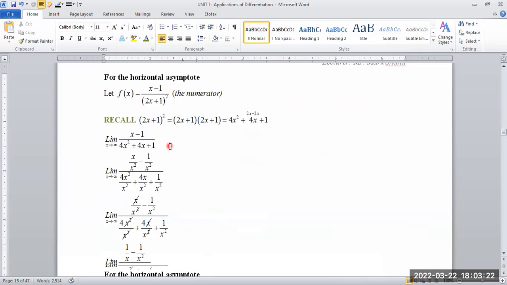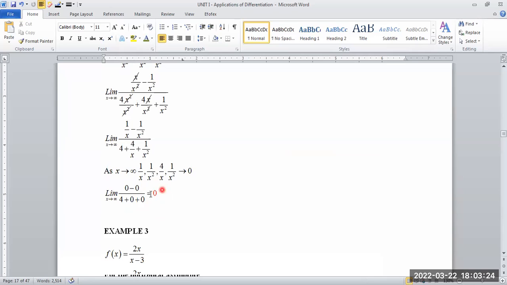So let's go back to this one here now. So we know it has only one horizontal asymptote. So what is a horizontal asymptote? Y equals 0. Anywhere on the y-axis you cross 0, that's where it's going to be.